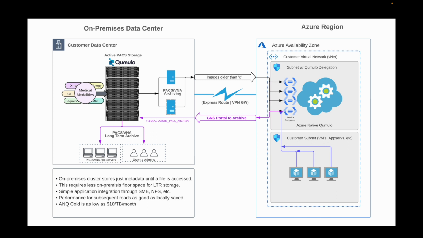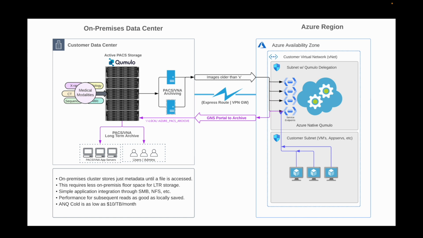On the left is an on-premises Qumulo cluster in our lab in Seattle. On the right, we have an Azure native Qumulo cluster, which is acting as a long-term archive for PACS or VNA in this fictitious scenario. The ANQ cluster is running in the Azure region, West US2, about 200 miles away.